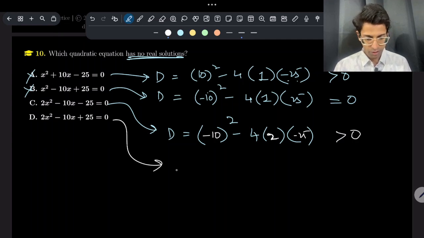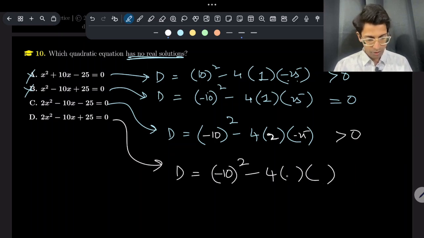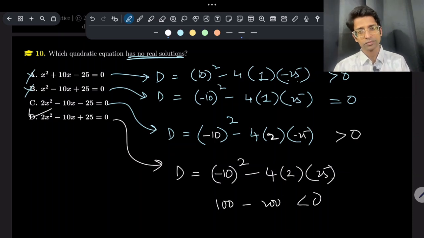Let's check for this. Discriminant is b square minus 4 into a into c. B is minus 10, a is 2, this is coming out to be 25. This is 200, this is negative, so this is the answer. Because discriminant is negative, then only it will have no real solutions.